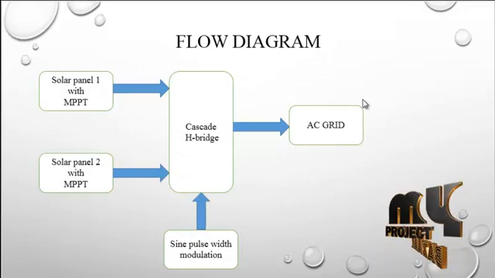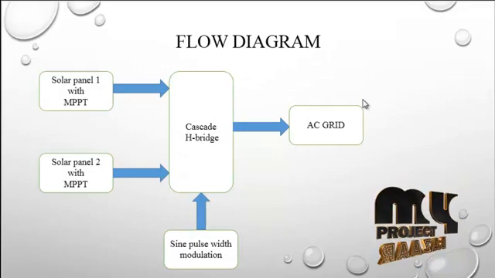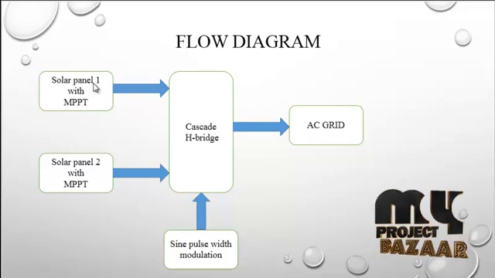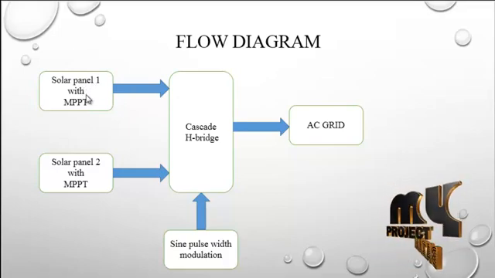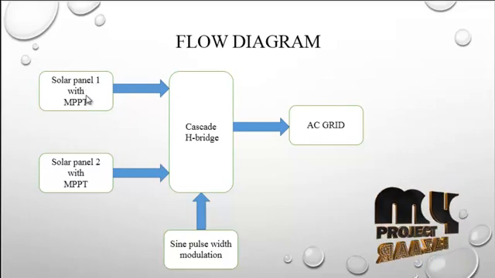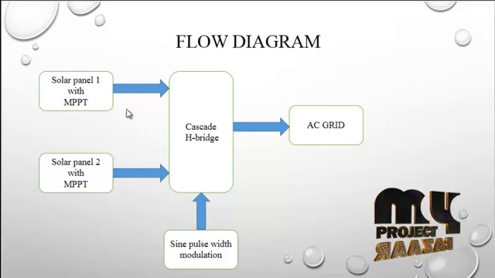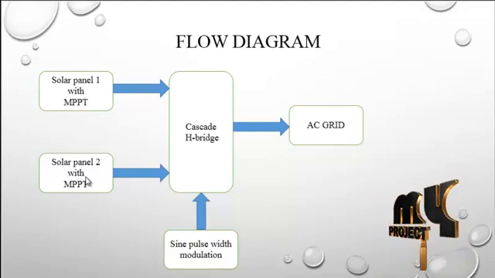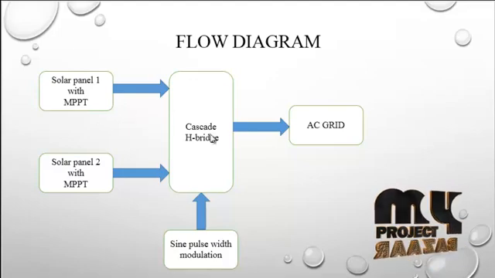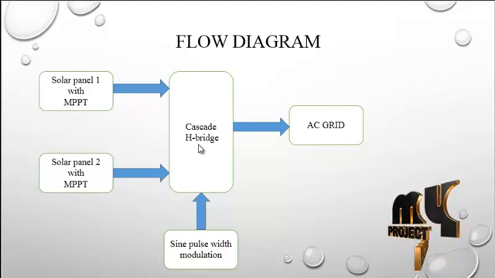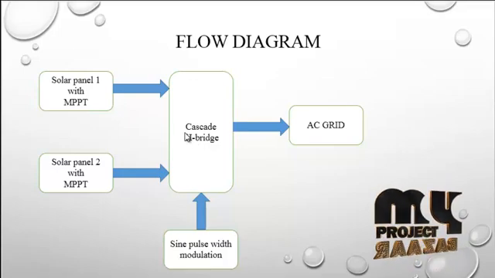Next we can see the flow diagram of our project. First we can see solar panel one with the MPPT technique. This is one solar panel with a given irradiance and temperature. This is passed to the cascade H-bridge. Another solar panel, panel 2, has a different irradiance and temperature level. This is also integrated to the cascade H-bridge inverter. The H-bridge inverter is passed to the AC grid.